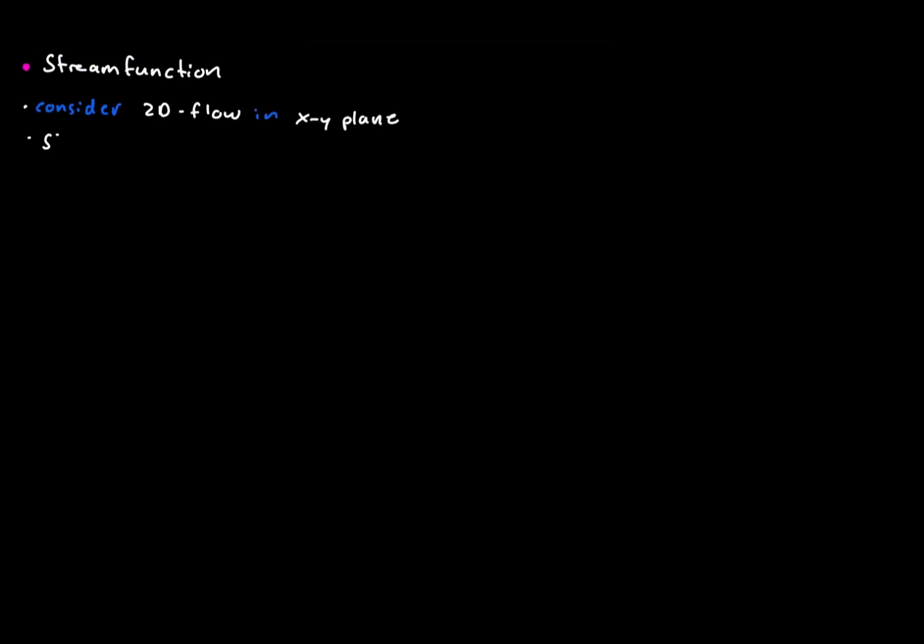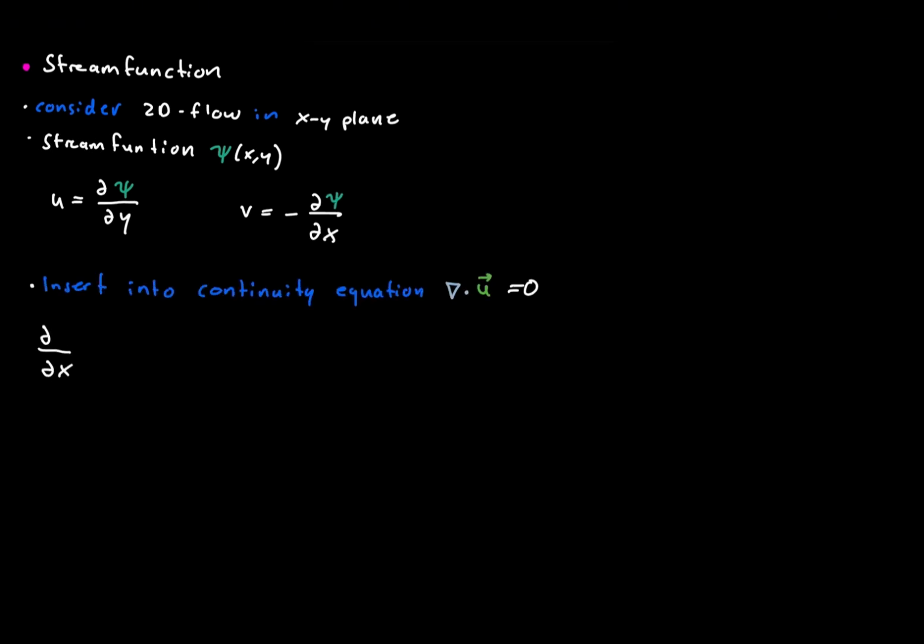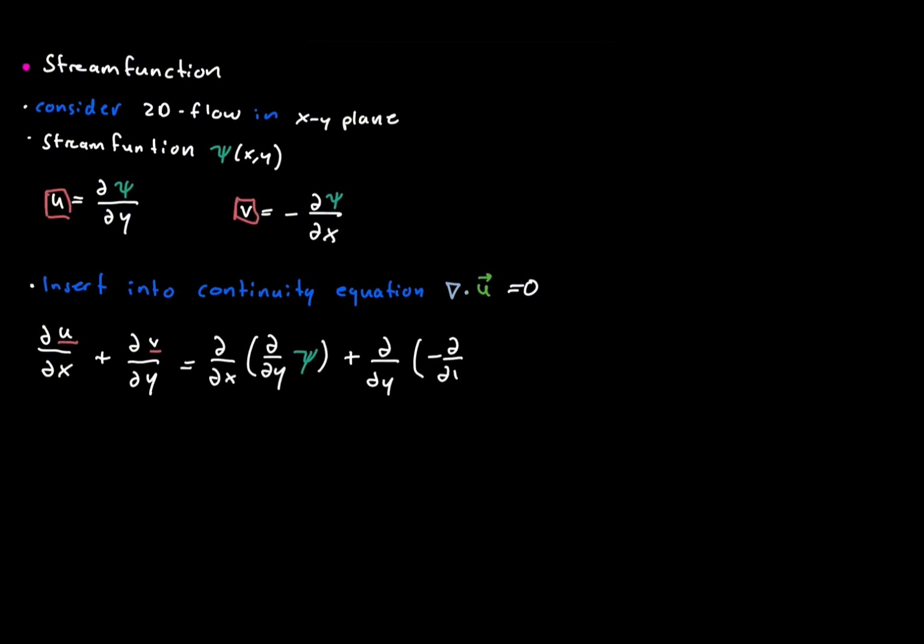Now let us introduce another useful quantity called the stream function. For two-dimensional flow in the xy plane, we define a scalar function called psi. The x velocity component is defined as the derivative of psi with respect to y. The y velocity component is defined as minus the derivative of psi with respect to x. With this definition, the continuity equation is automatically satisfied.